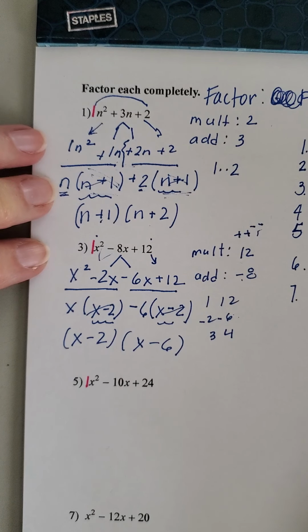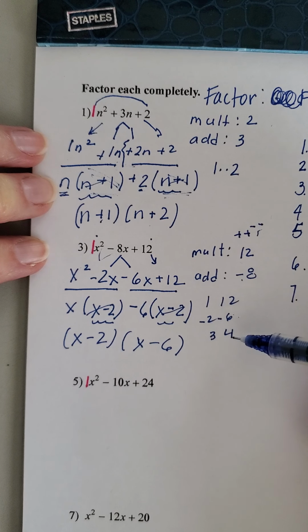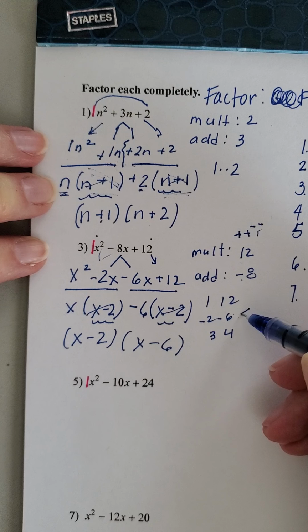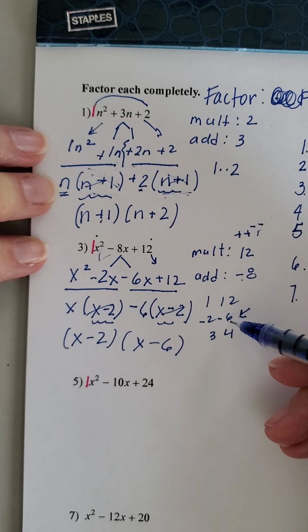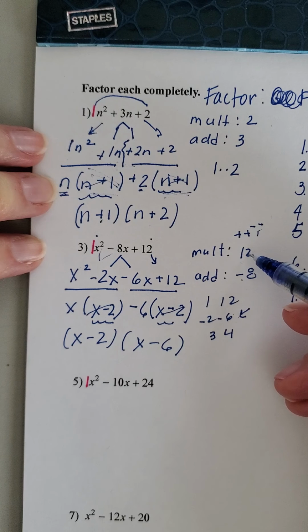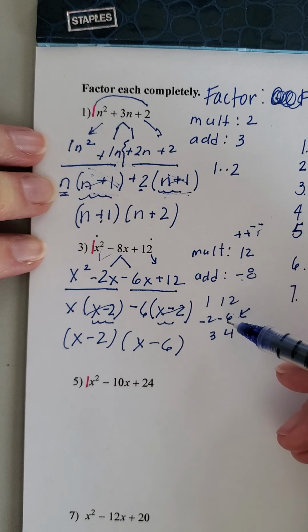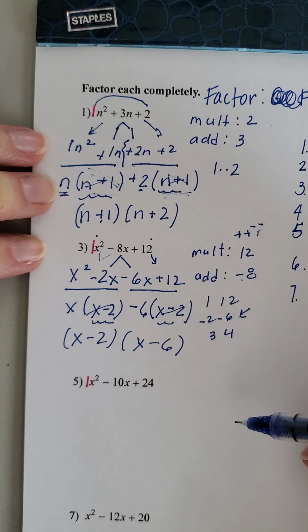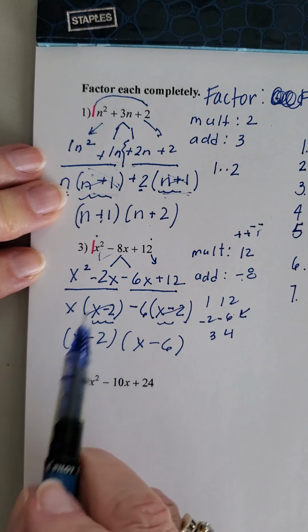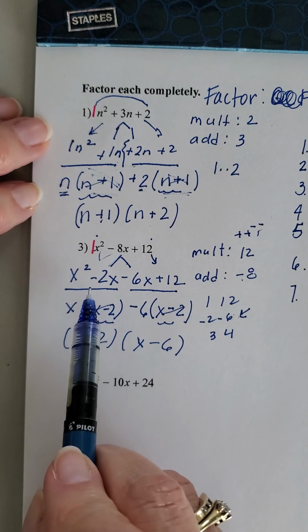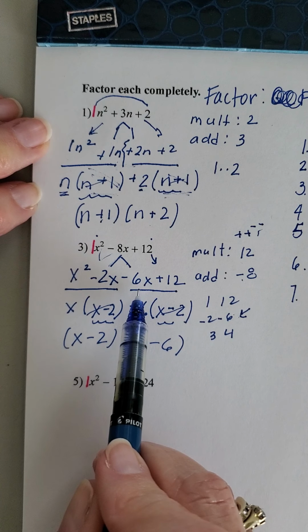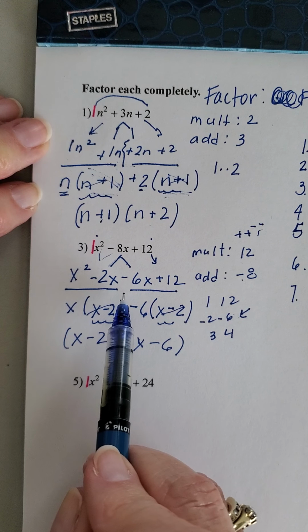So let's see what happens here. Factors of 12, 1 and 12, 2 and 6, 3 and 4. The 2 and 6 will give us the 8 if it's a negative 2 and a negative 6. A negative 2 and a negative 6 multiply to positive 12, and a negative 2 and a negative 6 add to negative 8. So we've got the right numbers. So again, we just redefine this middle term. Instead of negative 8x, we call it a negative 2x and a negative 6x. We split this in two.